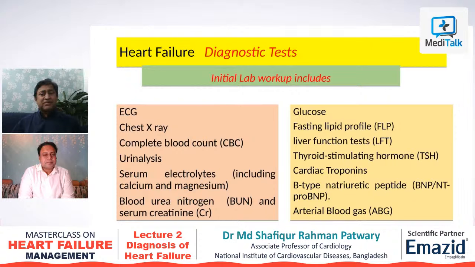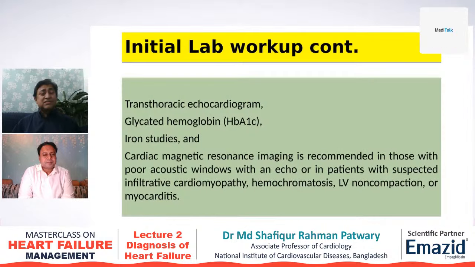Before the guideline recommendation, the common investigations we prescribe for a heart failure patient are ECG, chest X-ray PA view, complete blood count, urine analysis, serum electrolytes including calcium and magnesium, blood urea nitrogen, serum creatinine, blood glucose level, fasting lipid profile, liver function test, thyroid function test, cardiac troponin, B-type natriuretic peptide, blood gas analysis, transthoracic echocardiogram, hemoglobin A1C, and iron study. Cardiac magnetic resonance imaging is recommended in those with a poor acoustic window on echo, or in patients with suspected infiltrative cardiomyopathy, hemochromatosis, left ventricular non-compaction, or myocarditis. That is, cardiac MRI is sometimes required for identifying the cause of heart failure.